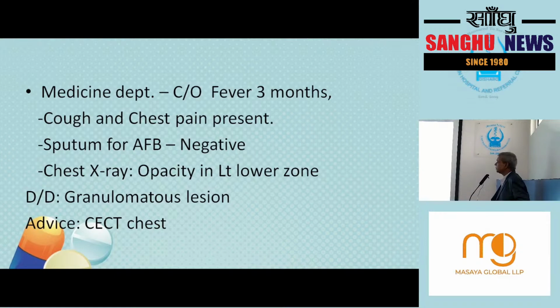In the medicine department, they worked up and we asked the patient. So he says, on and off, I have had fever for 3 months. Cough and chest pain present. Sputum for AFB negative. Chest X-ray was done. Opacity in the left lower zone. Differential diagnosis is granulomatous lesion, and the physician advised CECT chest.